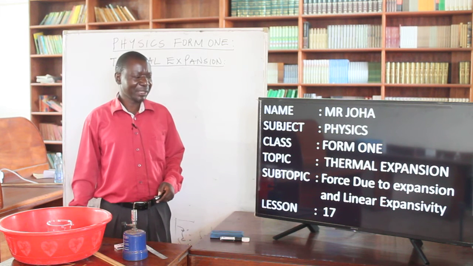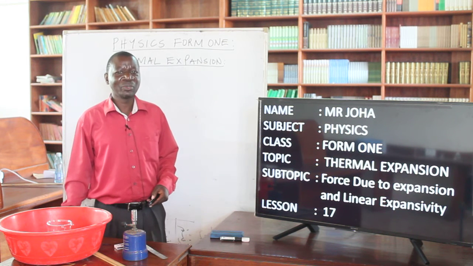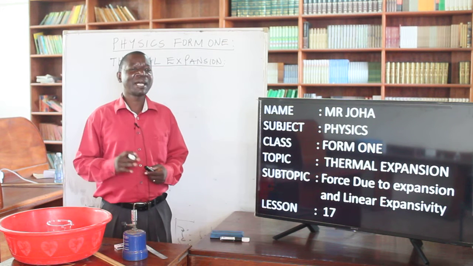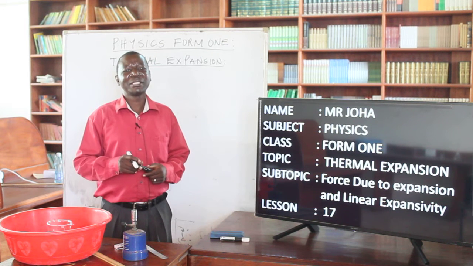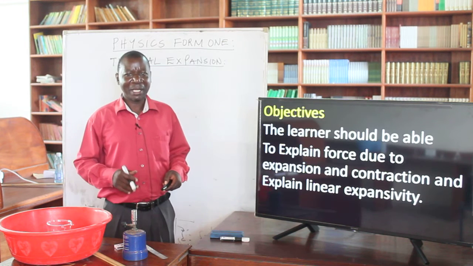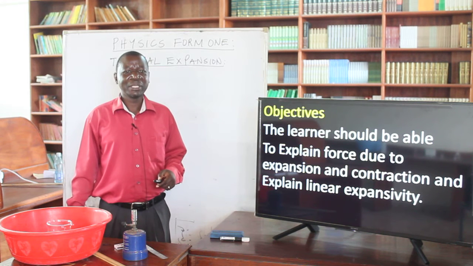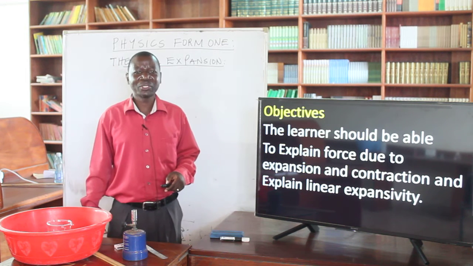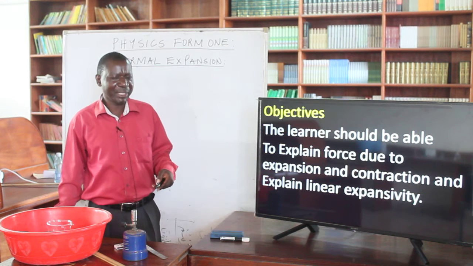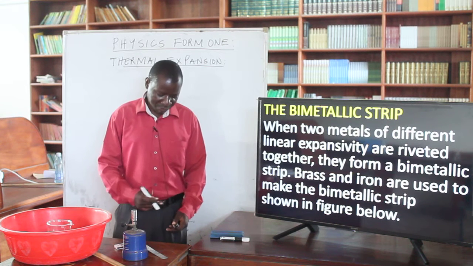Today we want to look at the bimetallic strip. Last time we looked at the force due to expansion, and we realized that there is a force that is developed as a result of expansion and contraction. Our objective today will be to explain expansion and contraction, and also linear expansivity and all the applications that are there. Now, I will start by looking at the bimetallic strip.